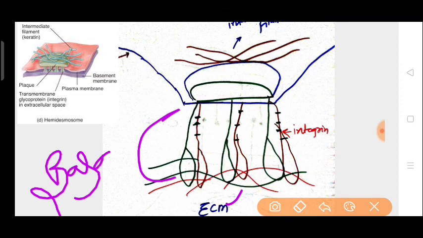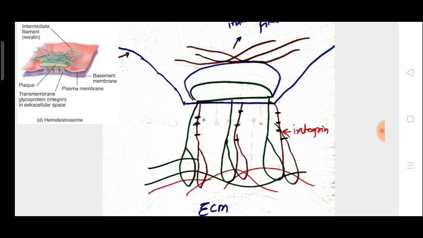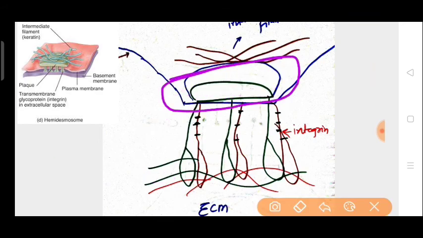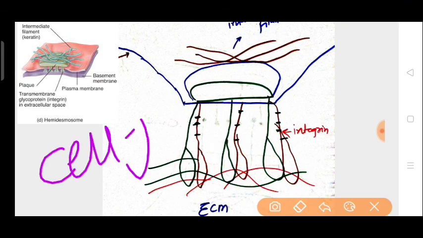Your integrin protein is a linker protein, and it provides connectivity between the basal lamina and the basal surface of your epithelial cells. This zone is the basal surface of your epithelial cells. Then this is the cell membrane or plasma membrane of your epithelial cells. So it provides connectivity, like a cell junction.